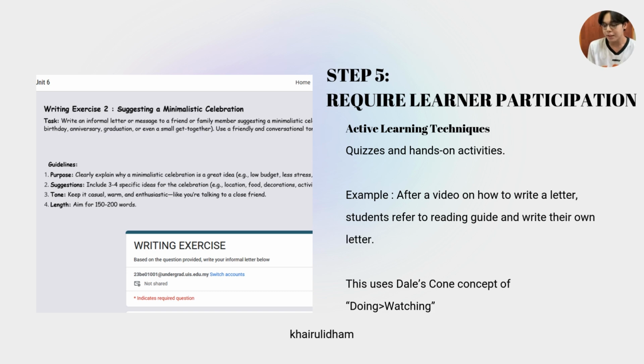So for the fifth step, which is require learner participation, we chose the quizzes and hands-on activities for the active learning techniques. For example, after the video on how to write a letter was shown to the students, they will refer to the reading guide again and then write their own letter for the practice exercise. This part uses Dale's concept of doing and watching.